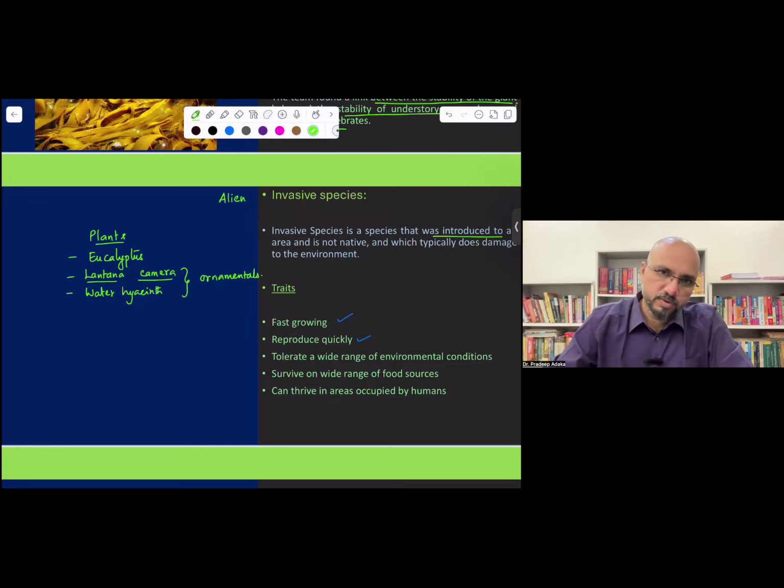So lantana camera was introduced as an ornamental plant. Water hyacinth was also introduced because of the same purpose. Now they have become a nuisance. They are invasive species. Even plant like Prosopis.